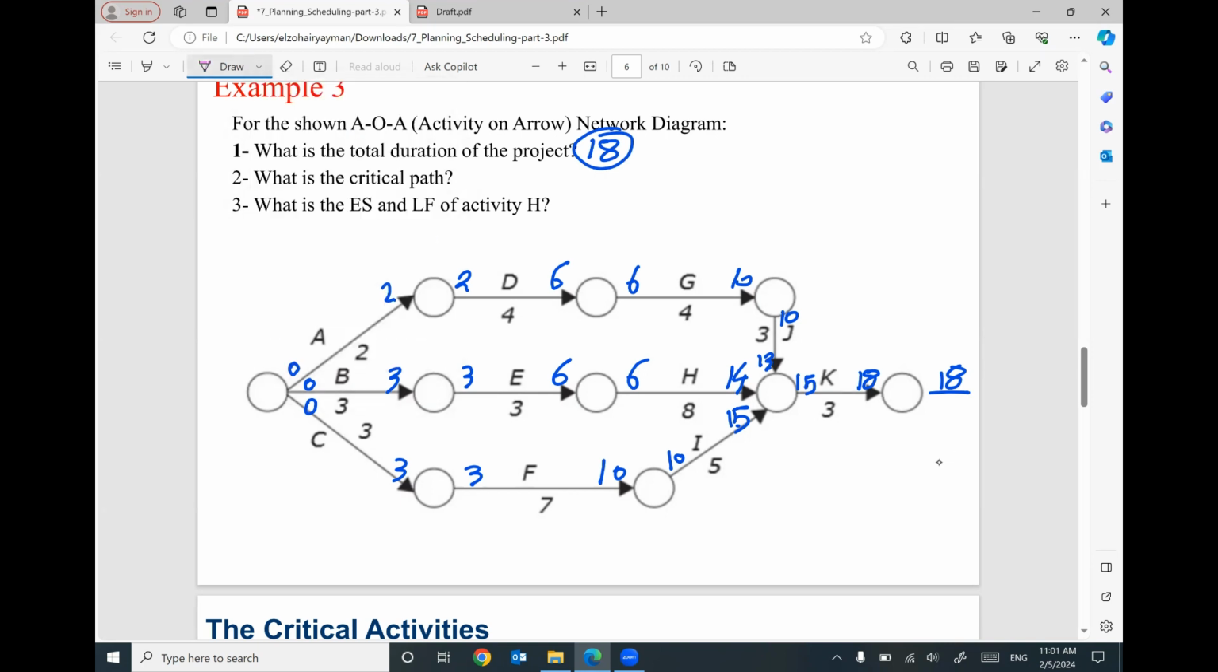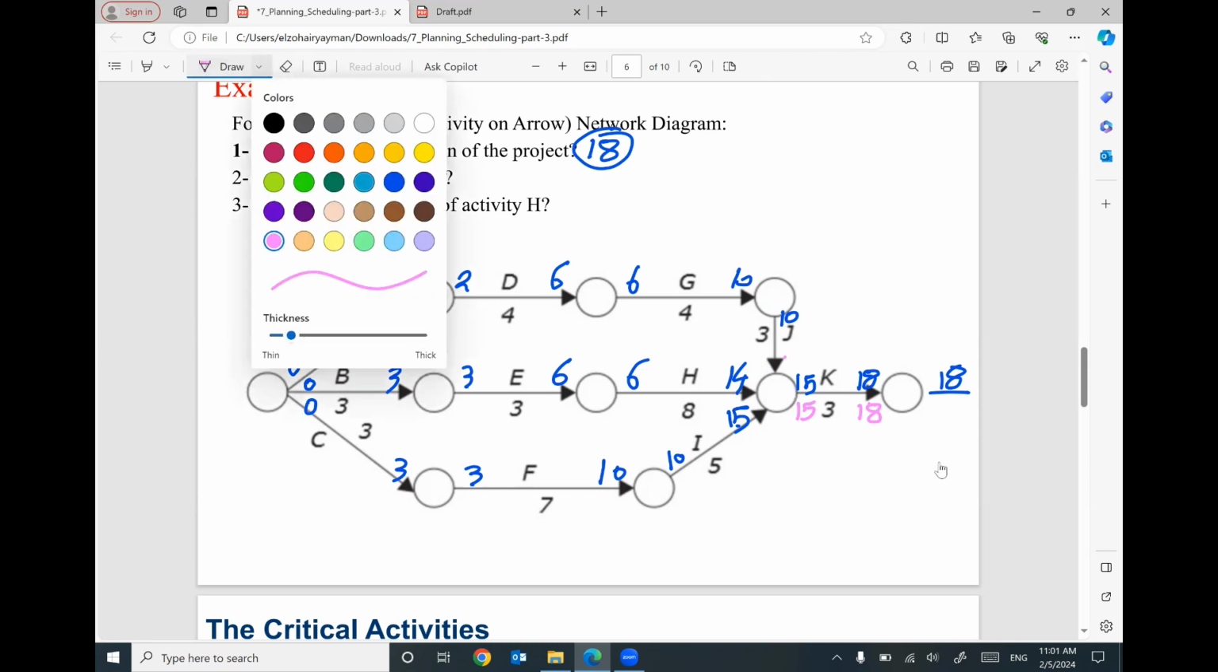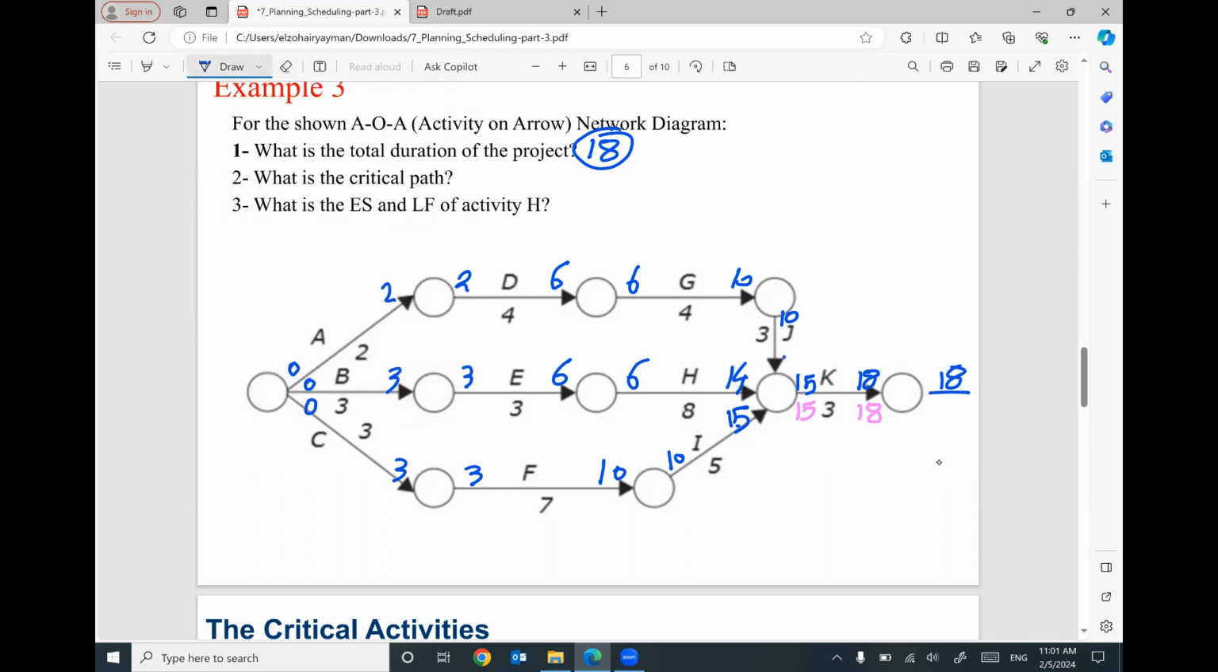Let's move backward. I will have late finish 18 for activity K, minus 3 will be 15. This 15 will be here. Looks like I messed up this number. It should be written here, 13. That's fine.